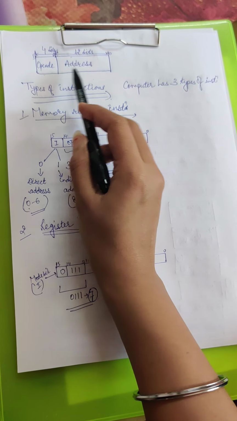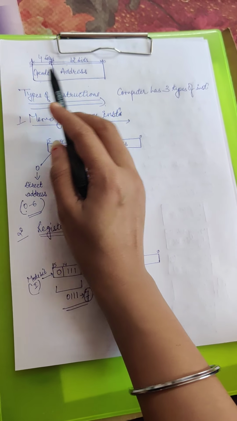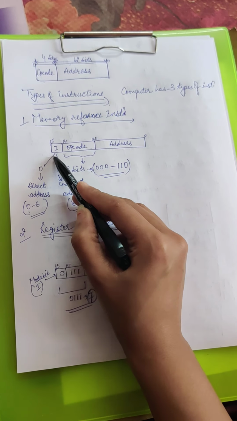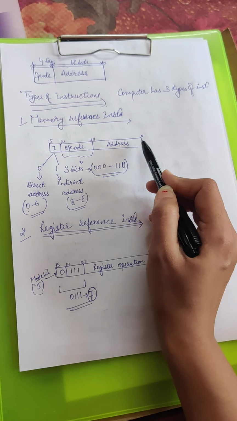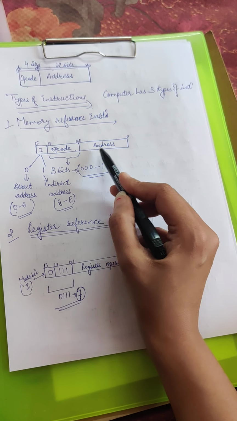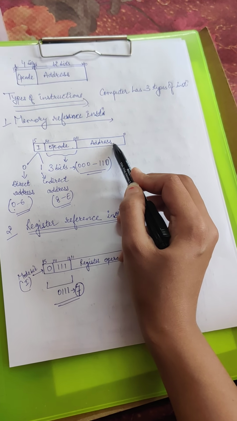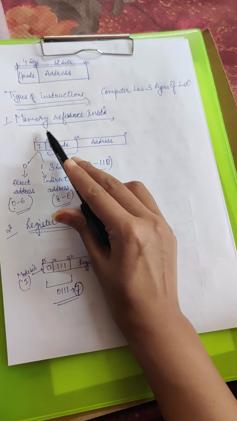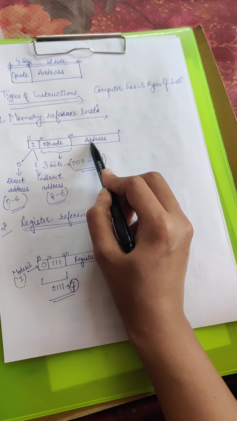As we have discussed, the instruction is of 16 bits, so the same instruction format is used. It is of 16 bits, 0 to 15. Bits 0 to 11, 12 bits, are for addresses. These addresses are related to memory. These are known as memory addresses.